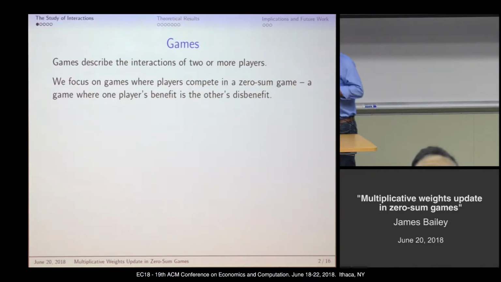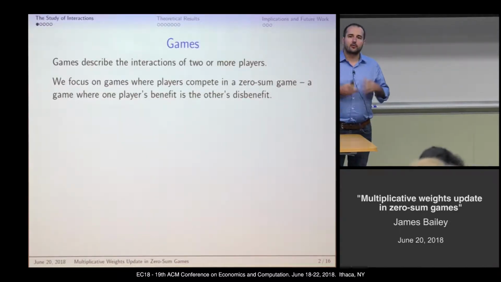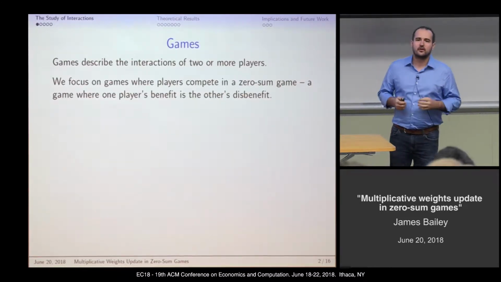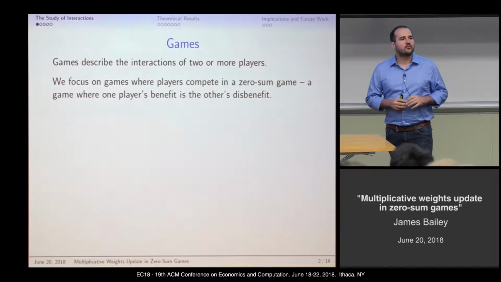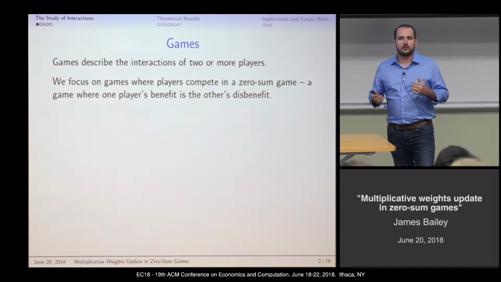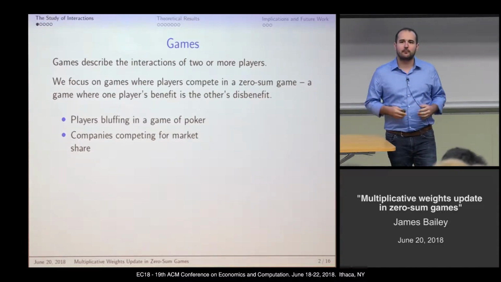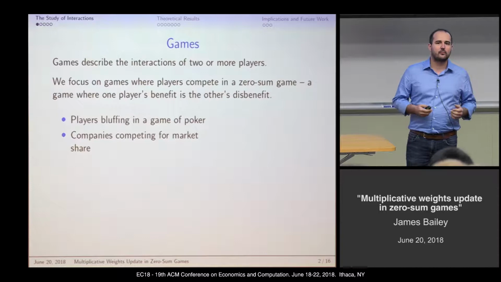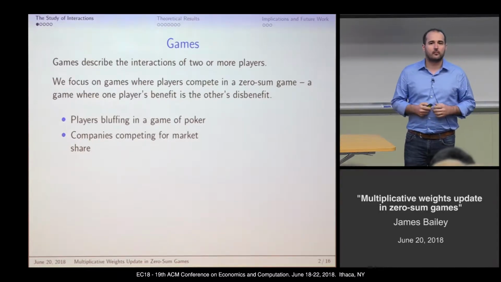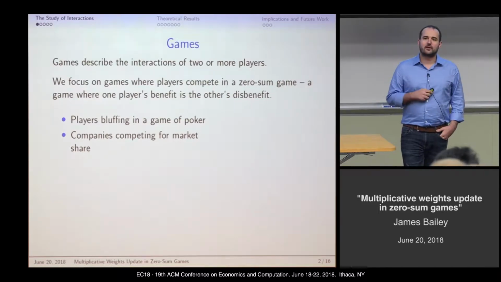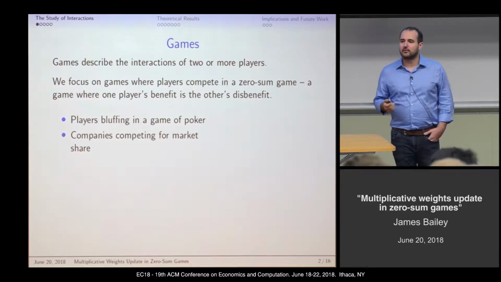So games, we could go, of course, through the mathematical model, but I really want you to just think about it as the interaction of two or more players. And in this talk, we're going to be focusing on zero-sum games, games where one player wins and one player loses. There are some common examples I can give you. People playing poker, someone bluffs, someone decides to call the bluff. Companies compete for market share. One consumer gained is a consumer lost by another company.